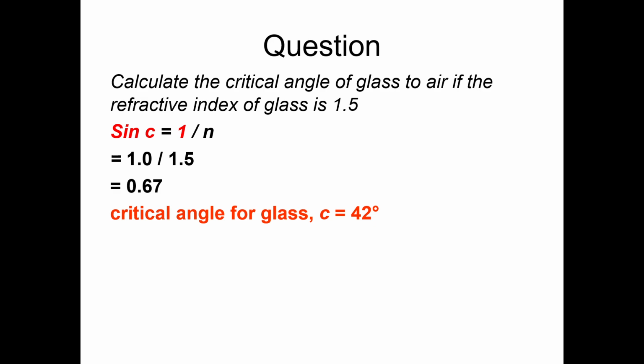So the critical angle there is 42 degrees, and glass could come in thousands of different types, maybe tens of thousands of different types, but most glass in exam questions comes out to be 40-odd degrees for the critical angle.